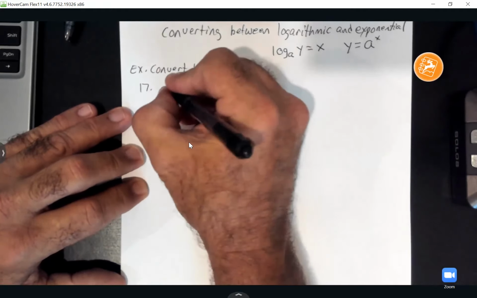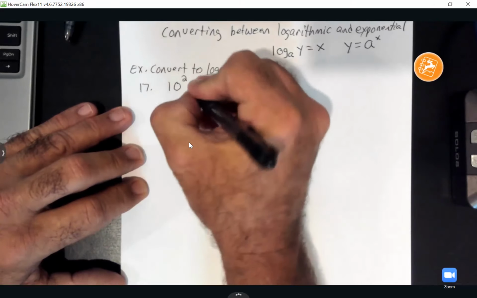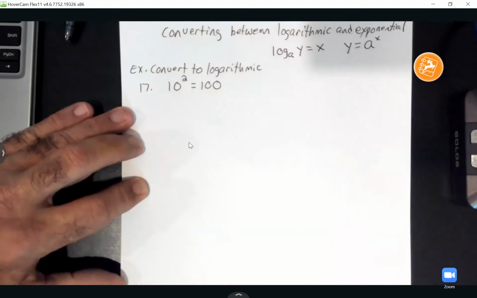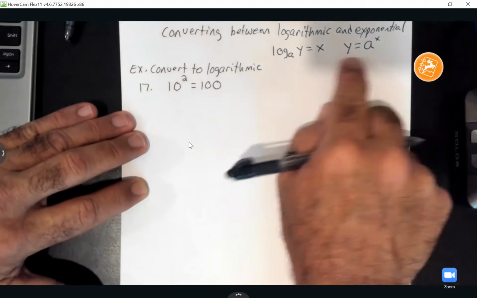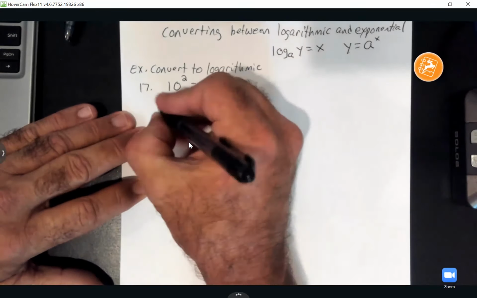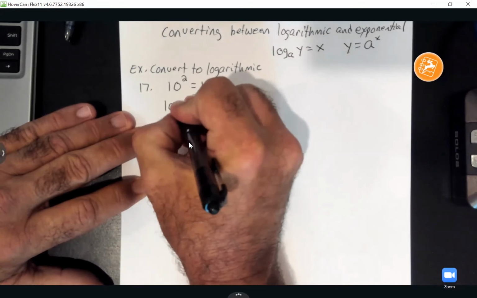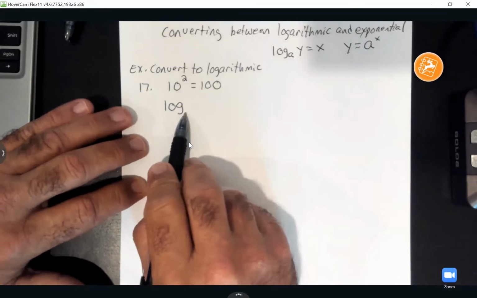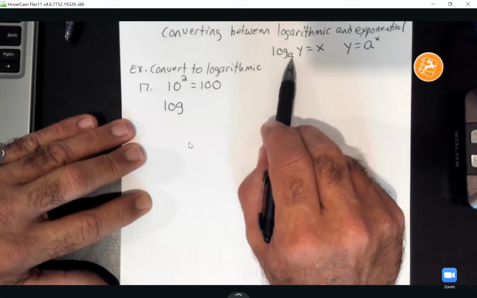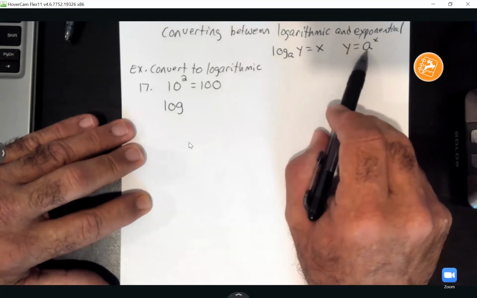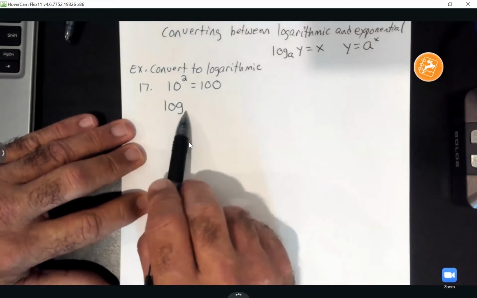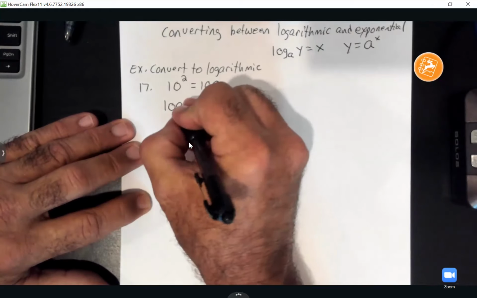They're giving me 10 to the second power equals 100. They're giving me the exponential. I need to write it as a logarithm. So I'm going to bring down my log. So what would the base of my logarithm be? Well, y'all look here. The base is a. In the exponential, the base is the number in front of the exponent. So the base of this logarithm will be the 10.